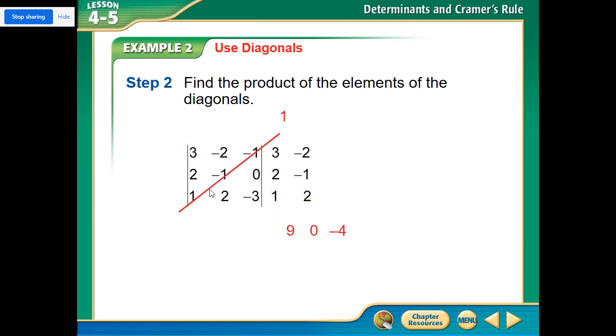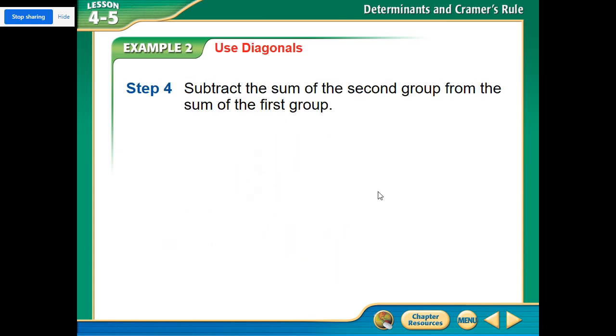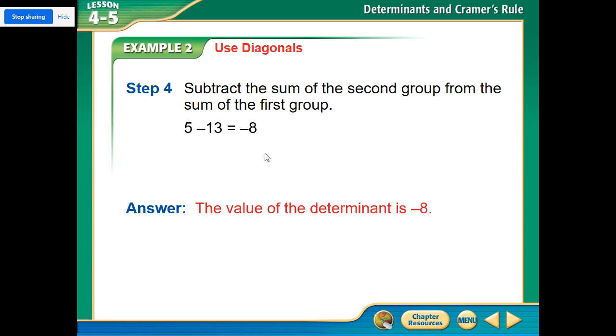And now we're going to do the up ones here. 1, negative 1 is 1. The 0 again gives us 0. And there, that gives us 12. So we will need to total both of these. This is 13 here and 5, of course. So 13 and 5. And then we're going to do down minus up. So the down was 5, the up is 13, so 5 minus 13, or negative 8. So the value of the determinant is negative 8.